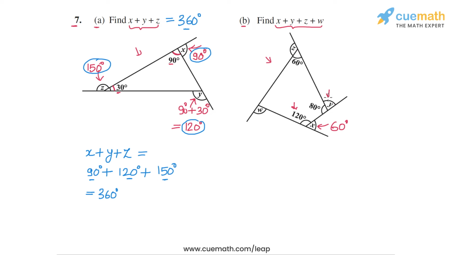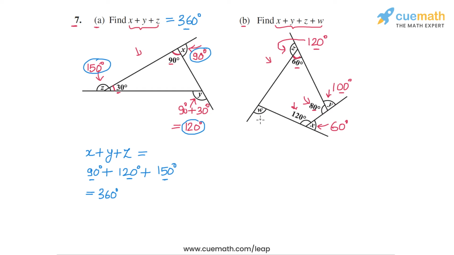Similarly, y is this angle here. It forms a linear pair with this angle marked 80 degrees. So y will be equal to 100 degrees because the sum of 80 and 100 is 180. And then z is this angle here. This forms a linear pair with this angle marked as 60 degrees. So z will be equal to 120 degrees because the sum has to be 180.